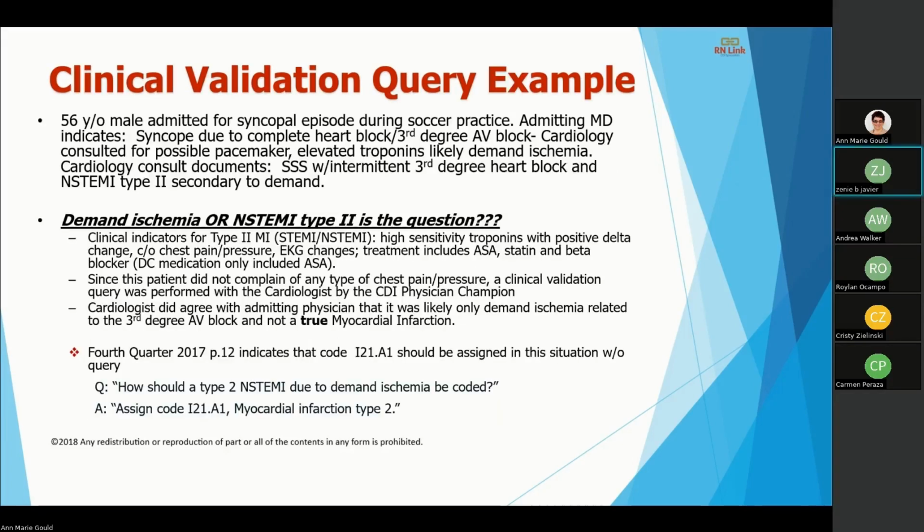So this is a validation query example. A 56-year-old male admitted for a syncopal episode during soccer practice. The admitting MD indicates syncope due to complete heart block, third degree AV block. Cardiology consult for possible pacemaker. Elevated troponins, likely demand ischemia, is what the cardiologist said. The cardiology consult documents SSS with intermittent third degree heart block and NSTEMI type 2 secondary to demand. So the question is, do we have a demand ischemia or an NSTEMI type 2? So what do y'all think?